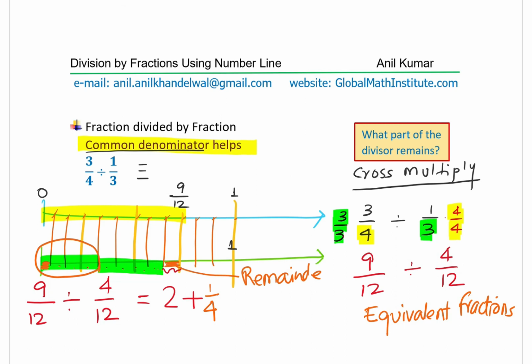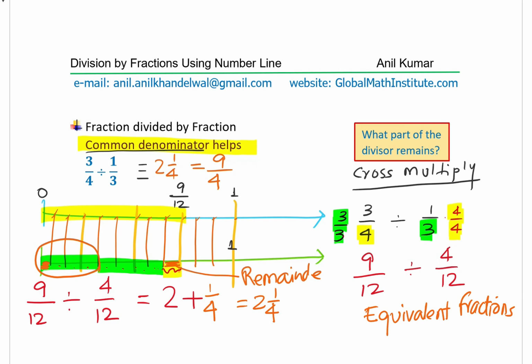Correct? And therefore, we could write this as 2 1 over 4. And here, the answer will be 2 1 over 4, which is same as 9 out of 4. Correct? As an improper fraction. So, I hope you have learned the technique of dividing using number line. Key concept, once again to remind you, is when it goes evenly, that is not a problem. But the problem is how to incorporate the portion which remains.